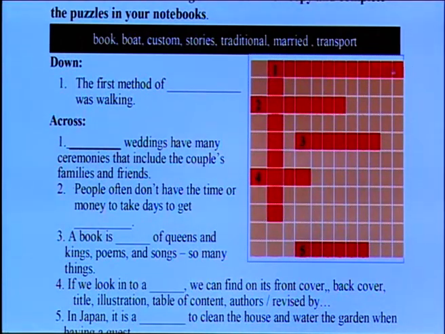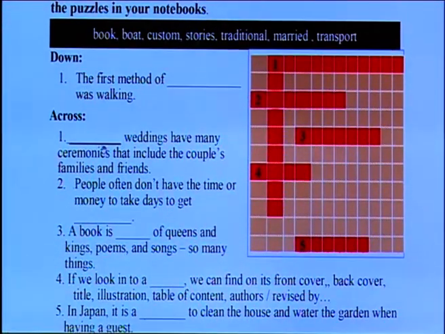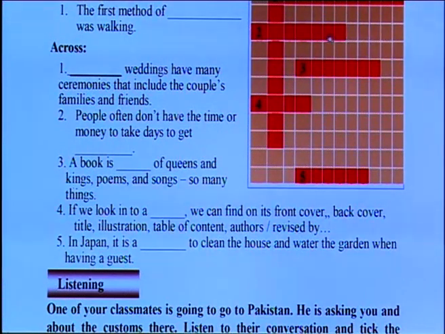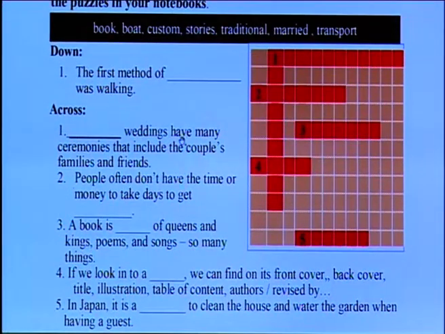Number 1, the across in this blank. What should I put? Weddings have many ceremonies that include the couple's families and friends. What should I put here? Great, traditional weddings. So I have to put traditional here. Very good, excellent. Number 2 here, yeah? People often don't have the time or money to take days to get... Very good. Married. So I have to put married here.